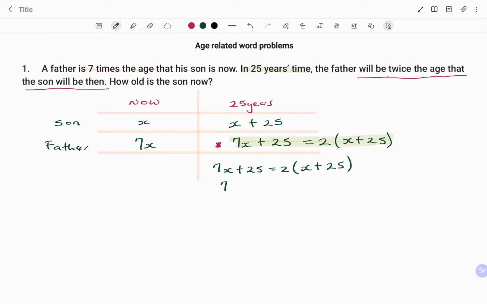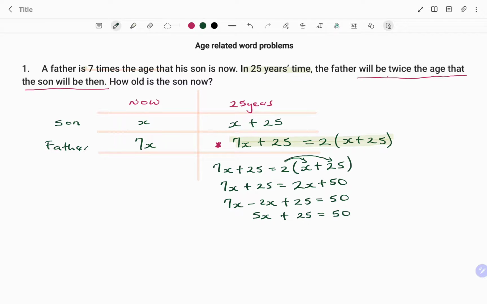If I simplify, I have 7x plus 25 equals, the 2 is going to multiply all the terms in the bracket. So I have 2x plus 50. Collecting like terms, I'm going to move my 2x to the left-hand side. I have 7x minus 2x plus 25. I'm going to move one term at a time, equals 50. I have 5x plus 25 equals 50.